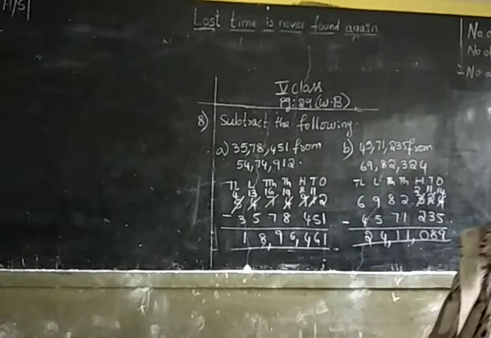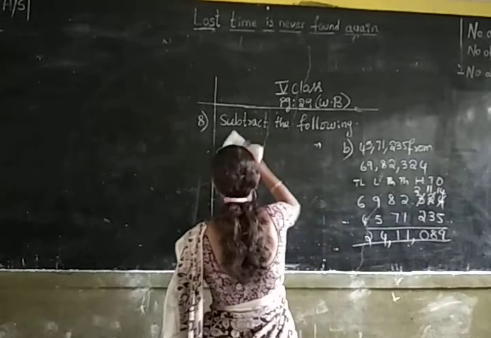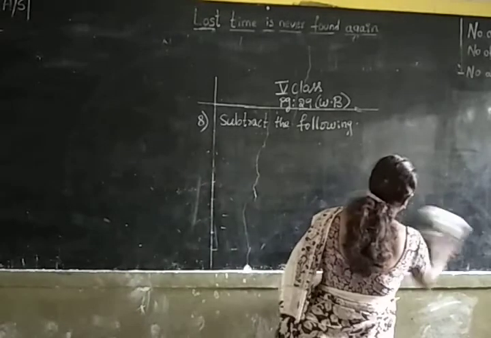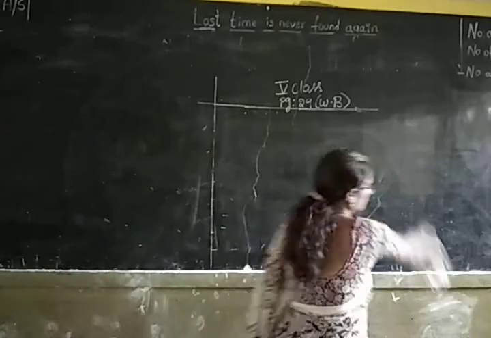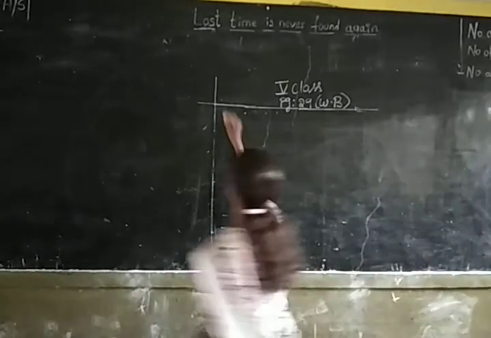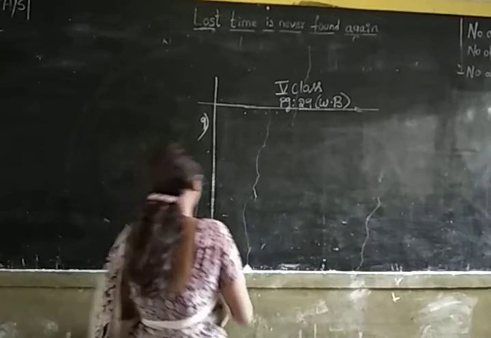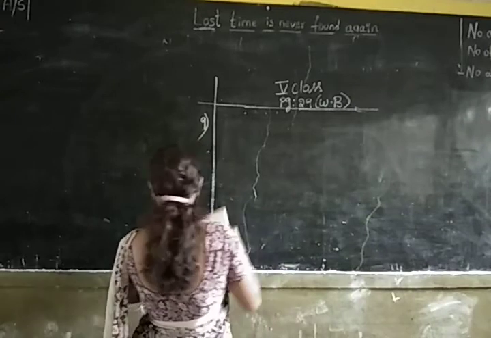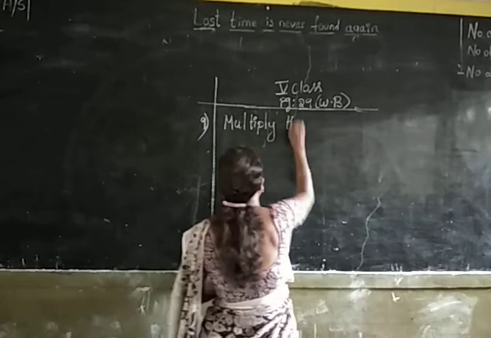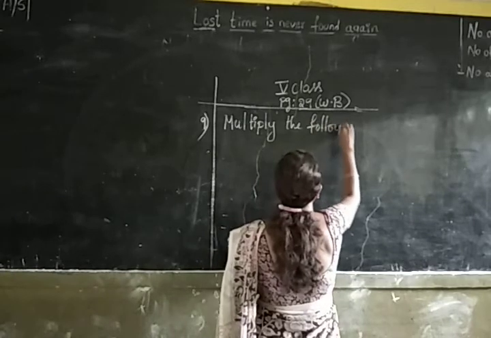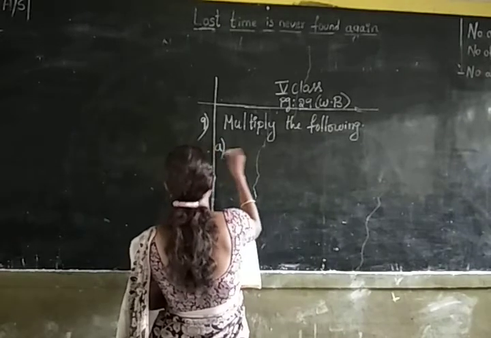Now let us move to the ninth question, which is multiply the following. Ninth question is multiply the following. Let us do the A sum.